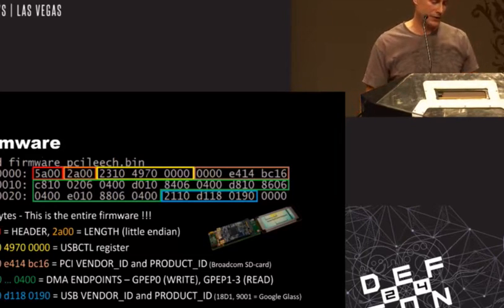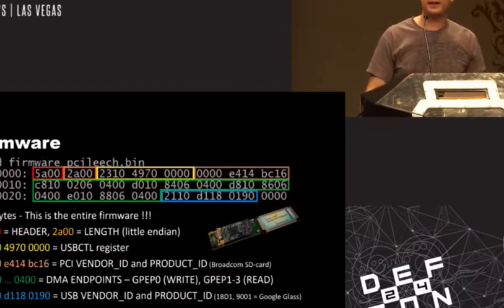Then we have the USB controller register. We need to enable the USB 3 port on this board because it's disabled by default. First, you have an address to the register with the 2310 here, and then you have a D word, or 4 bytes, or 32 bits, which is programmed into that register at power on. And this enables the USB 3 port.